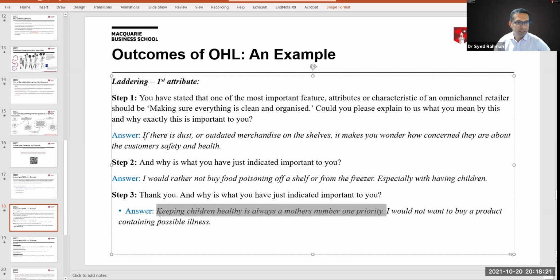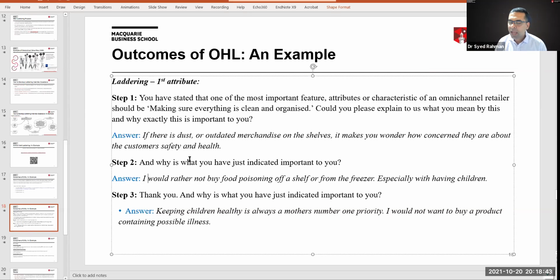It's about all mothers, it's about all things. It's not about the retailing anymore. And I would not want to buy a product containing possible illness. That's what they say. Now, I deliberately picked this example because it's simple to read, simple to understand, simple to relate to. In your context, you will find much more complex data.